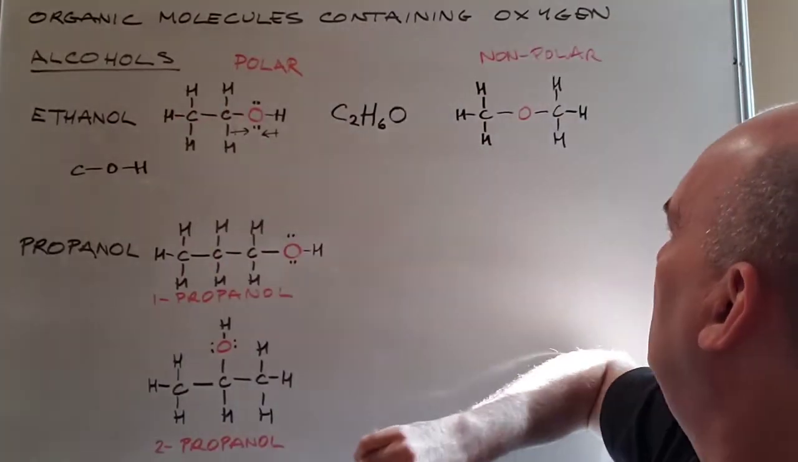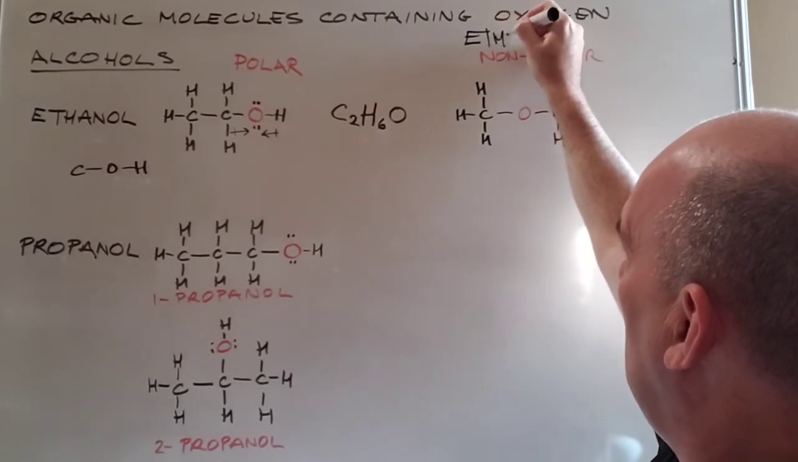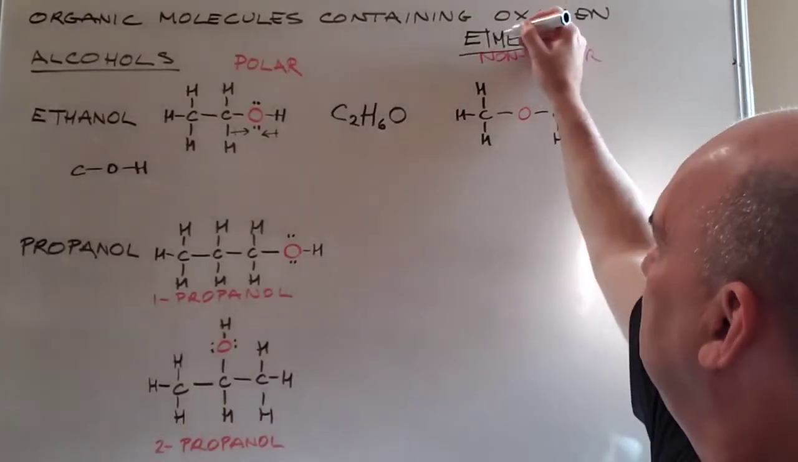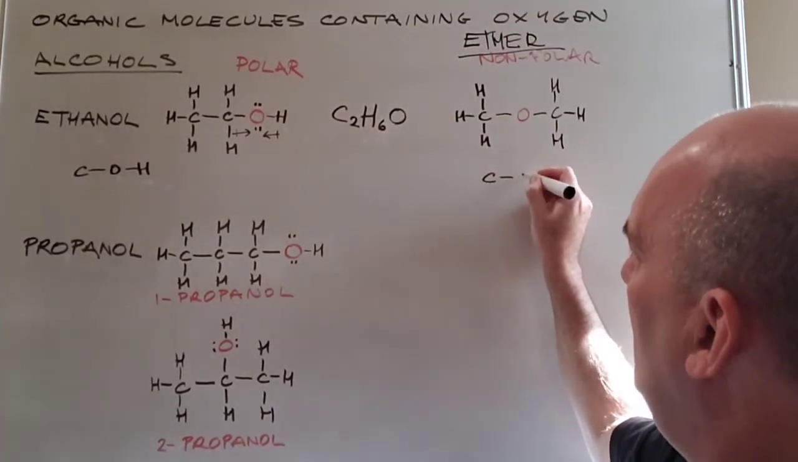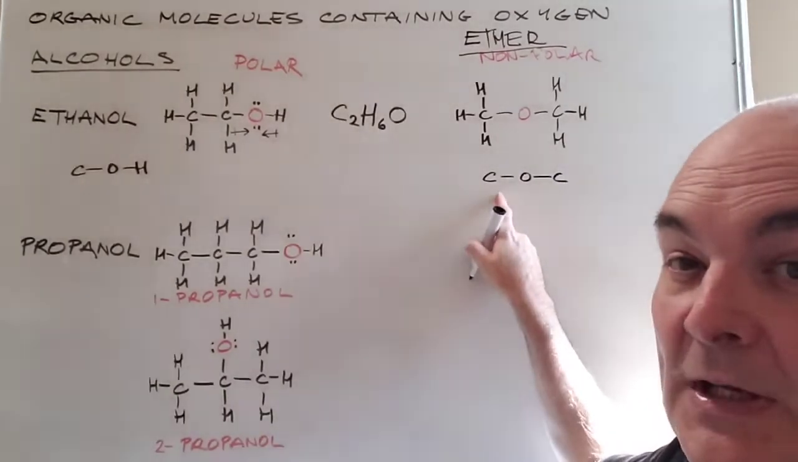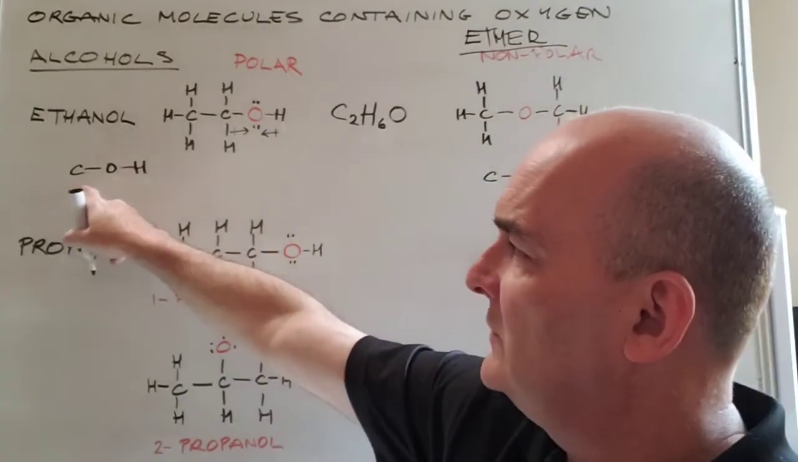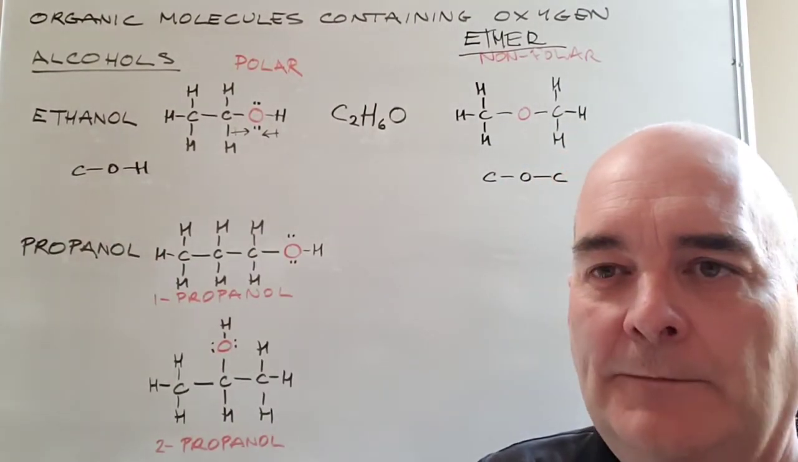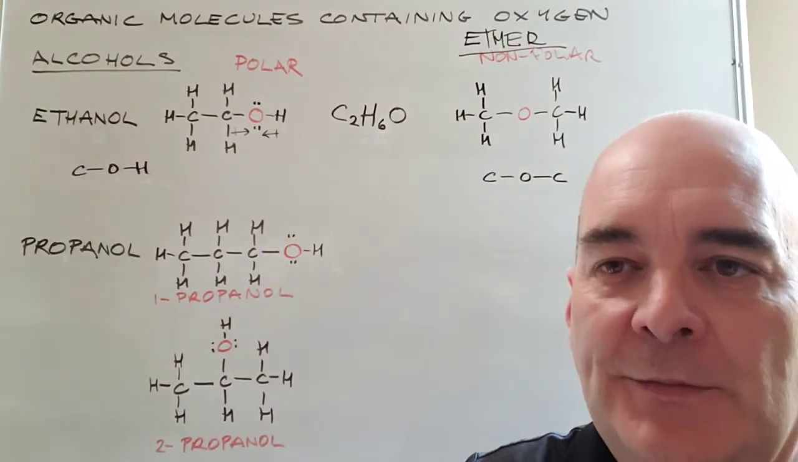And whereas that is an alcohol, this is an ether. Ethers contain carbon, oxygen, carbon sets of bonds. So if you see carbon, oxygen, carbon, it's an ether. If you see carbon, oxygen, hydrogen, it's an alcohol. These are going to be two very common isomers of each other.